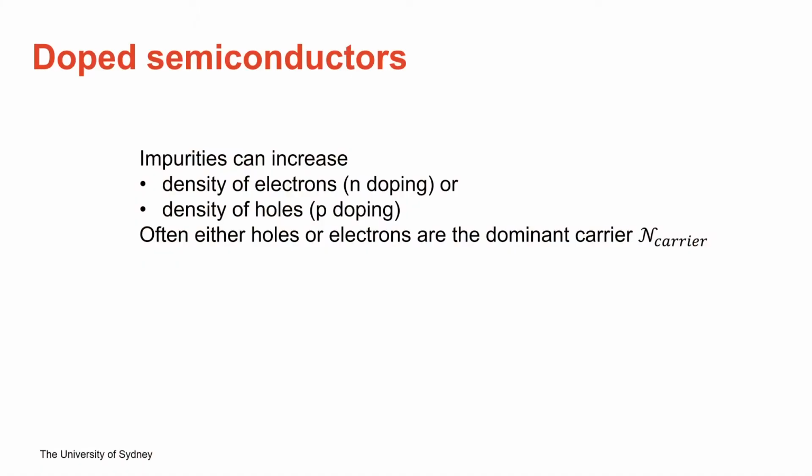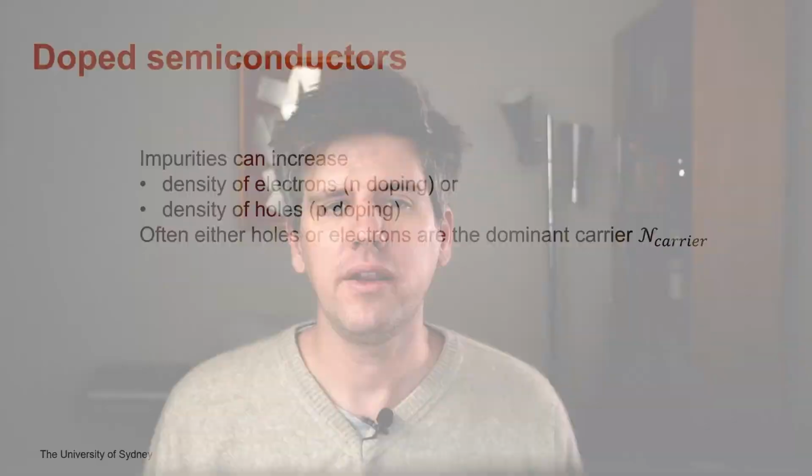They're equally important in electronics, and in fact, it's the juxtaposition of N and P-type semiconductors that makes electronics possible at all. So in doped semiconductors, the impurities can increase the density of electrons, that's called N-doping, or the density of holes, that's P-doping. Often, either holes or electrons are the dominant carrier. How that affects the conductivity and how they're used in electronic devices, that's a story for another time.